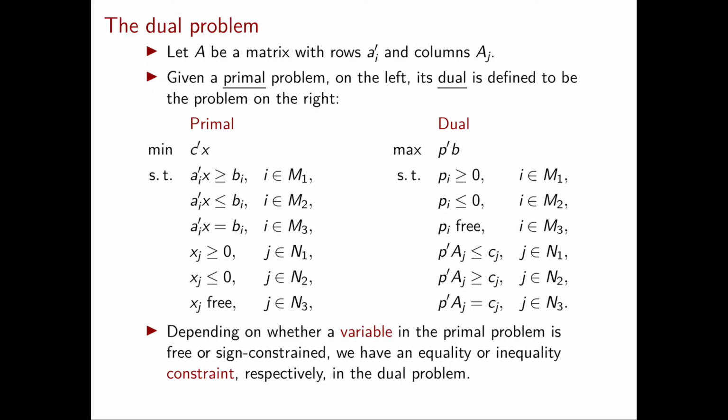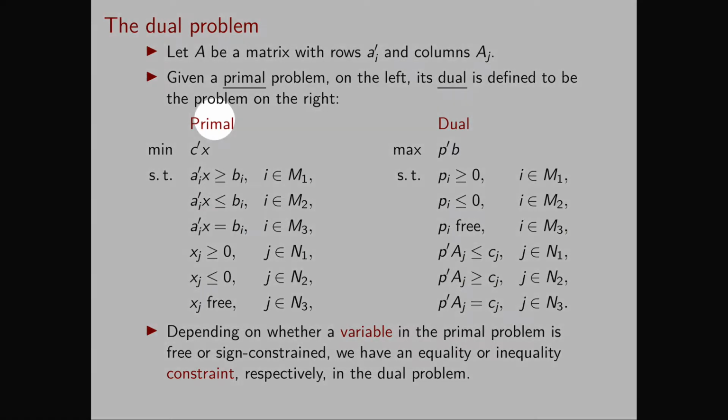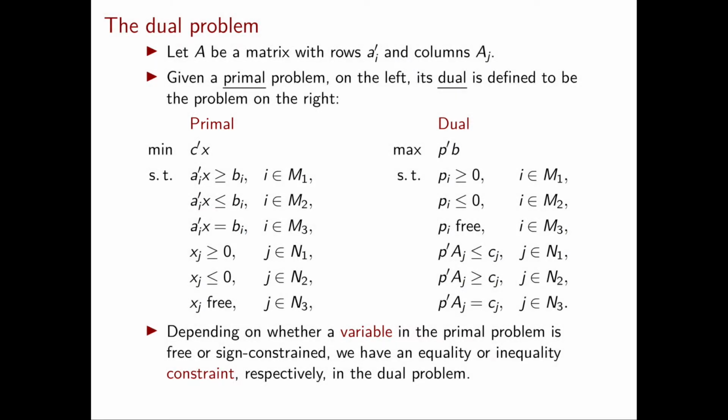At this point, our definition of the dual problem is complete. Essentially, for every primal linear programming problem on the left, the corresponding dual linear programming problem is the problem on the right. You see that at this point you can pick any linear programming problem with inequalities of any possible form.